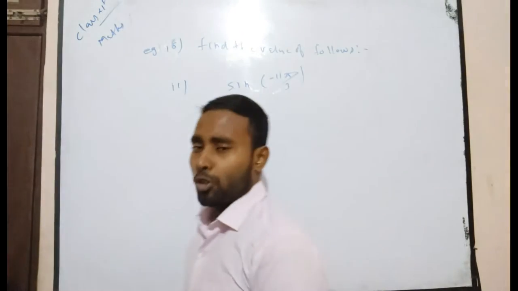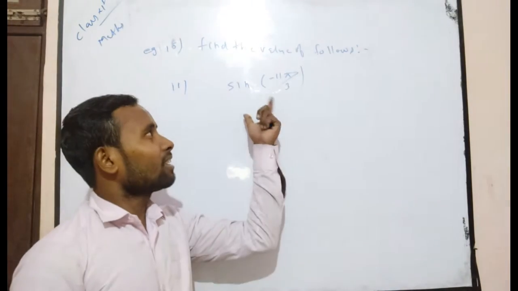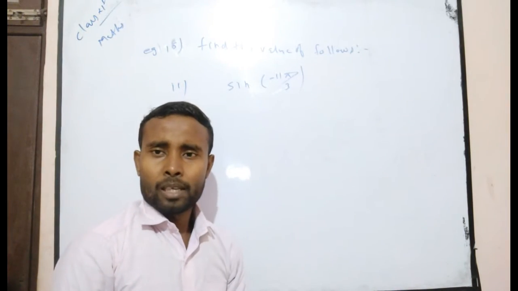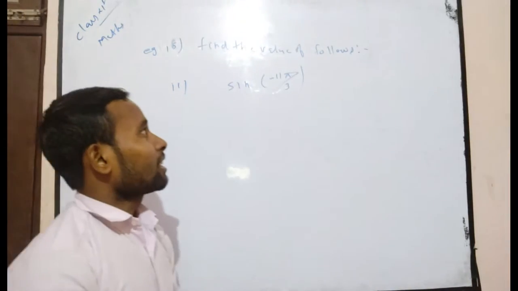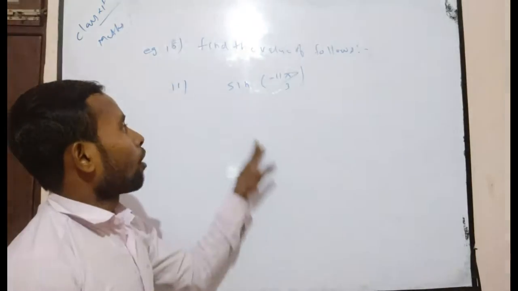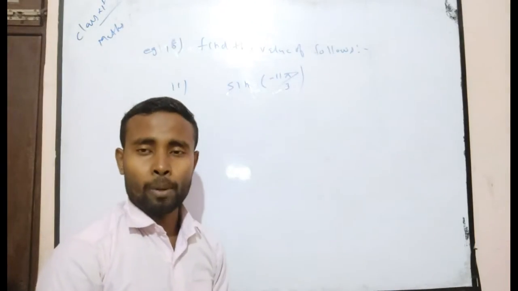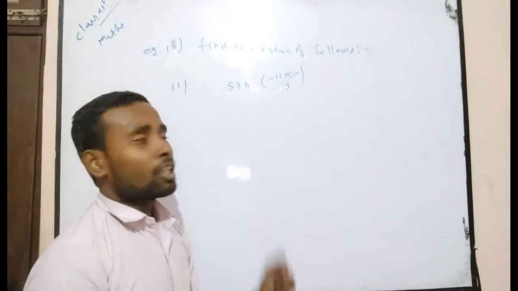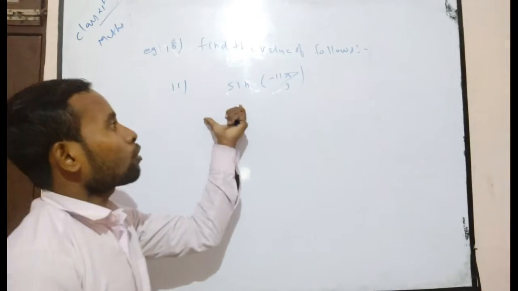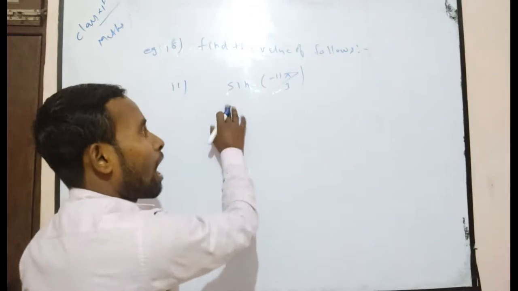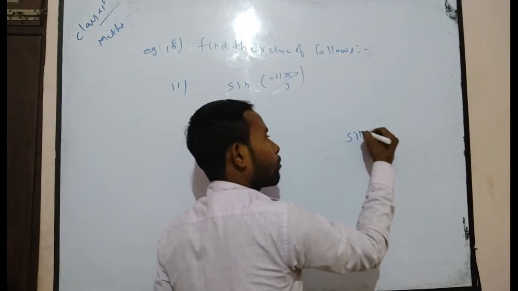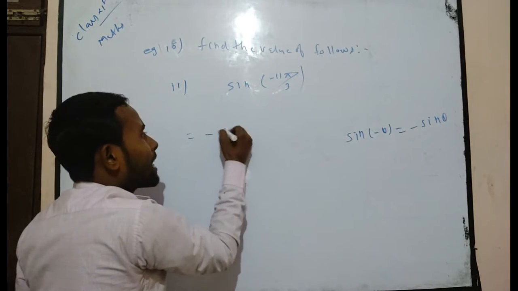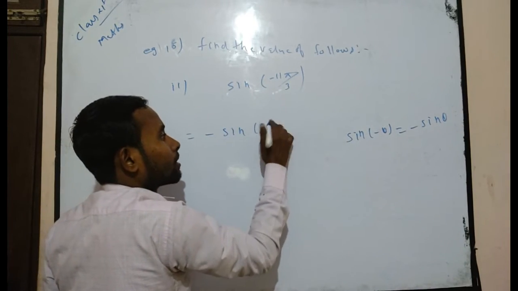There are two procedures. First way, you can always keep it negative inside and proceed after it, and you will definitely get the required angle. But I think you sometimes face problems by keeping the negative inside the function. So I think you should take it out of the function. Then you use the formula sin(-θ) = -sin θ. So you can write it as -sin(11π/3).